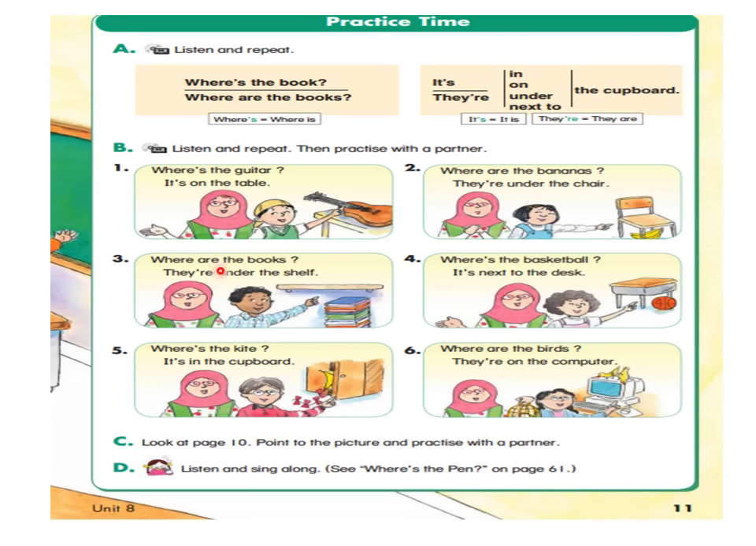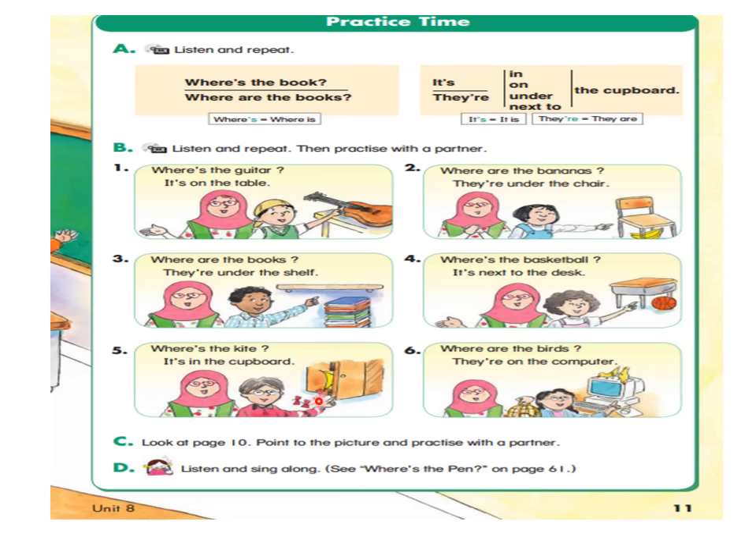Number three, where are the books? Not only one book. Where are the books? They're under the shelf. This is the shelf. Number four, where's the basketball? It's next to the desk. Next to the desk, beside the desk.